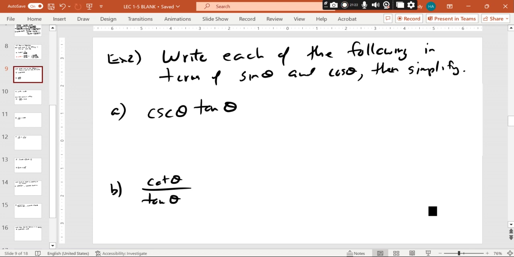All right, let's go with it here. So we're going to do a little bit of pre-algebra-ish with trig functions. We're going to simplify stuff. So let's go with it here.